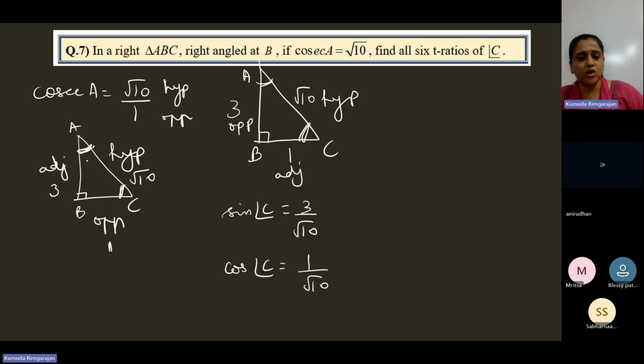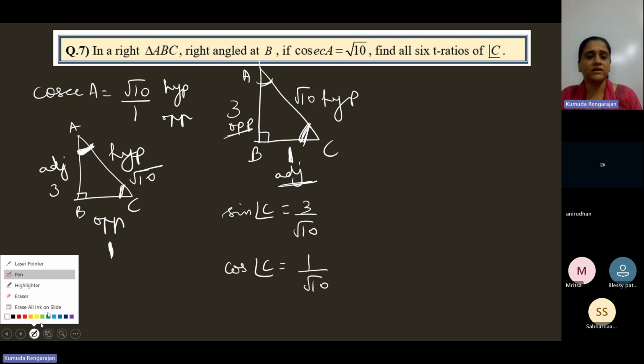Cos A was given. For A, this is the opposite side, this is the adjacent side. Sorry, cosecant A was given. Cosecant A is root 10. What is cosecant A? What does cosecant connect? Hypotenuse and opposite. Because it is cosecant A, for A, this is the opposite side, this is the adjacent side. So cosecant A, hypotenuse by opposite, root 10 here by 1. Find AB using Pythagoras theorem. Now we should find for C. For C, this is the opposite side, this is the adjacent side. So sin C, opposite by hypotenuse, 3 by root 10. Cos C, adjacent, 1 by hypotenuse, root 10, and so on. Like this, we should find all the other T ratios of angle C.